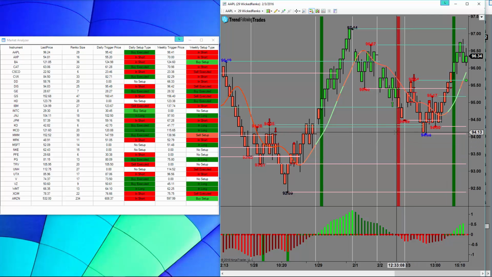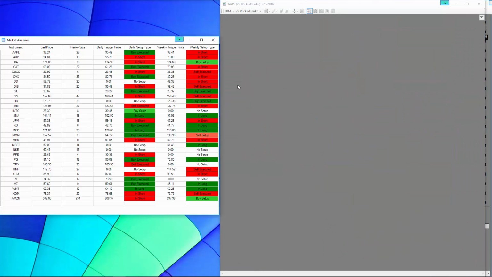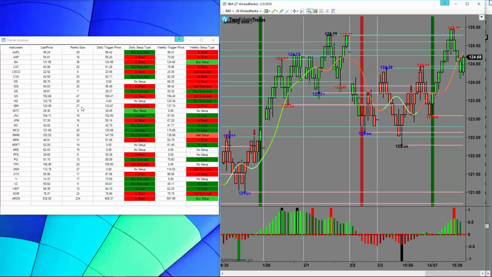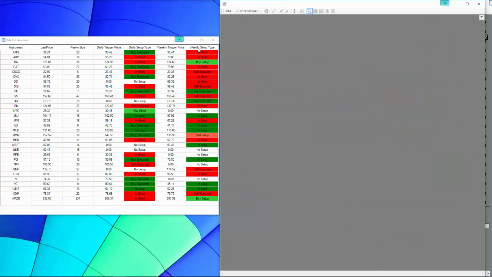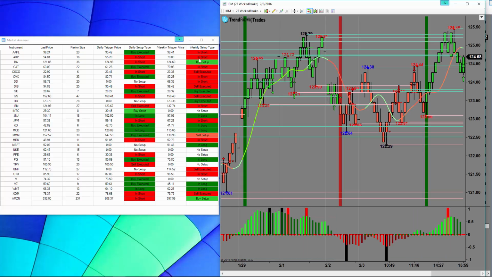So what we do here is each vertical line is a day, and this is a combination day and swing trading chart. Like we're Apple here. Right now let's pick IBM. I just click on IBM, and here it says IBM 27 Wick Renko chart. These are the setups on the daily and weekly time frame charts, but really we go way beyond that.